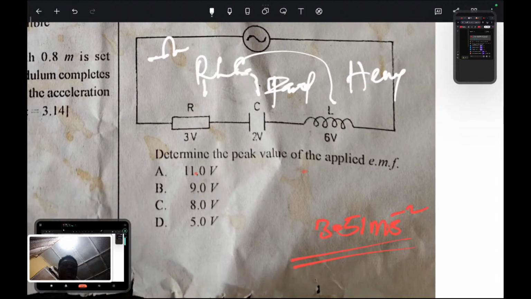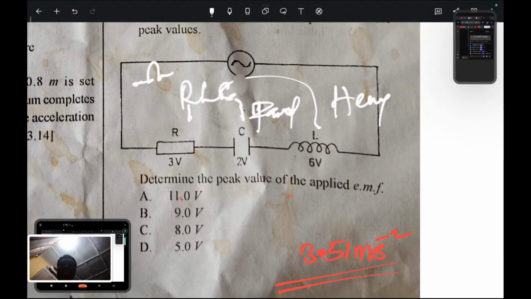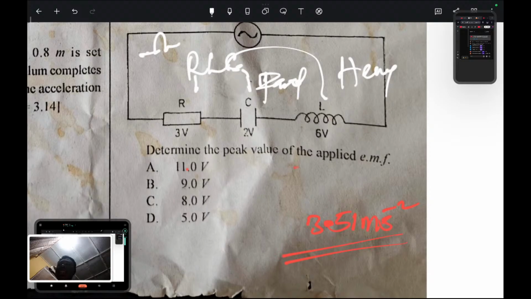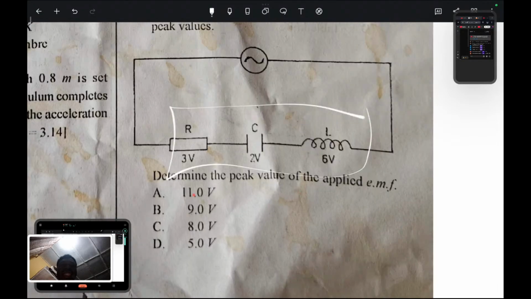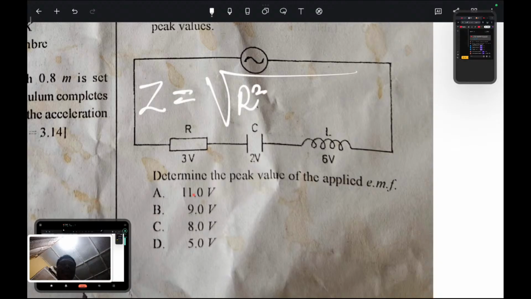So take note of this. These are the values given to us: 3 volts, 2 volts, and 6 volts, consumed by a resistor, a capacitor, and an inductor. So the peak value for this in an RLC circuit, for electronics components, you find inside them.